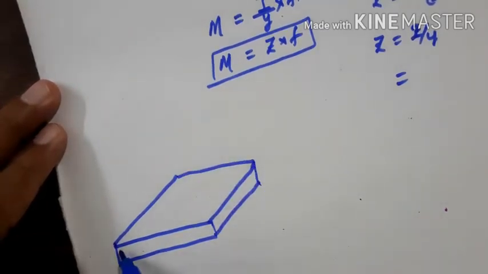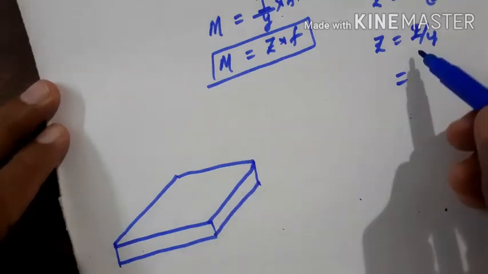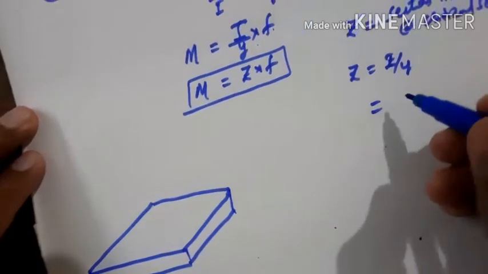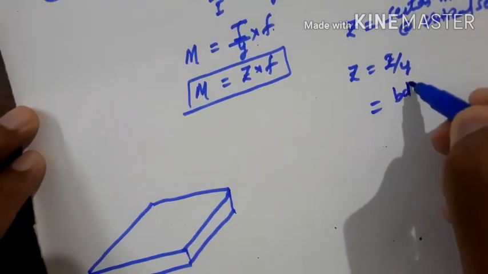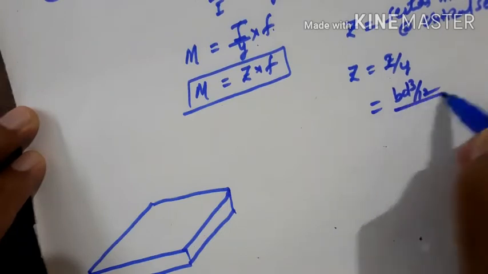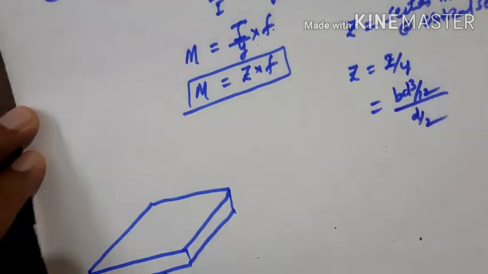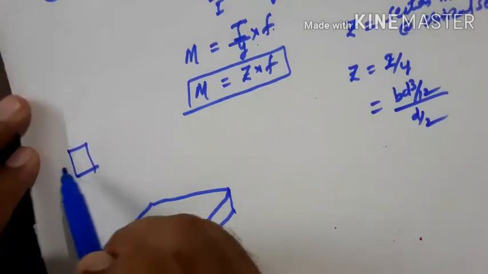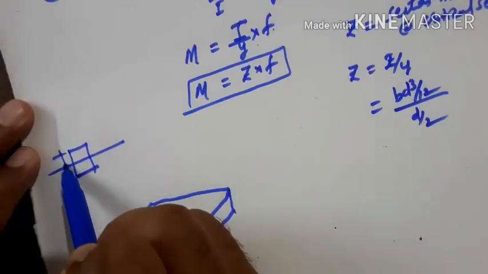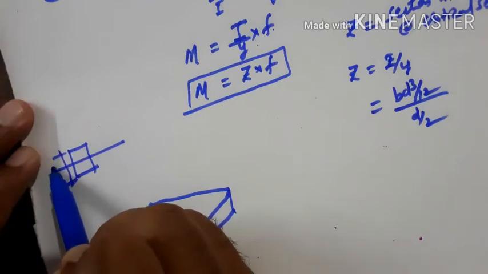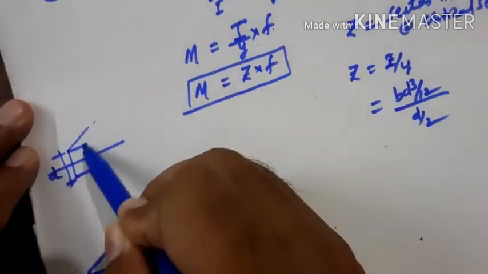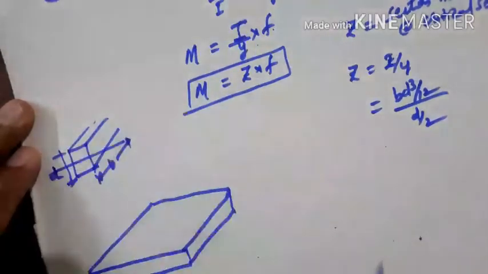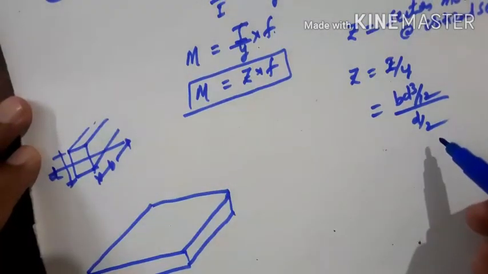The plate will be like this. Now, if I want to calculate this Z, I by y, that will be I is bd cube by 12 divided by d by 2. If you take this section, it will be a rectangle section. This is the thickness, that is d, and this one is b. So bd cube by 12 divided by d by 2.